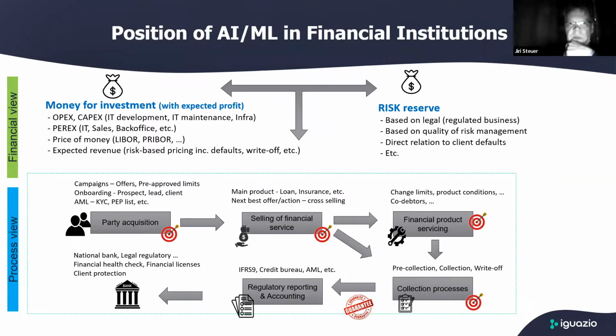The second blue part of this picture is about a process view. It typically covers these areas: customer acquisition, selling services, product servicing, collection processes, regulatory reporting, and accounting. From these steps, the regulatory reporting and accounting are mandatory, and the rest of the steps have significant relation to the machine learning model. What does it mean in reality?